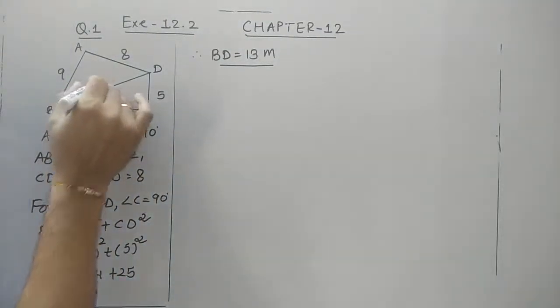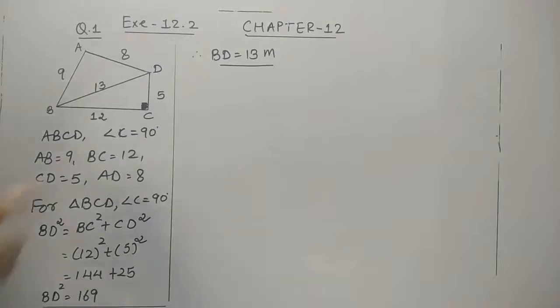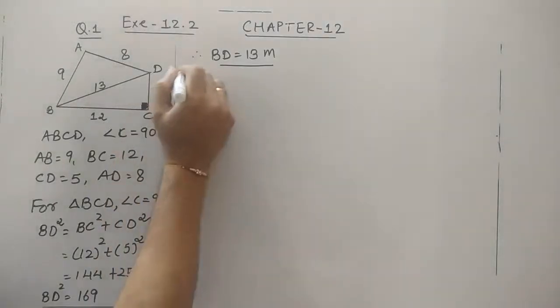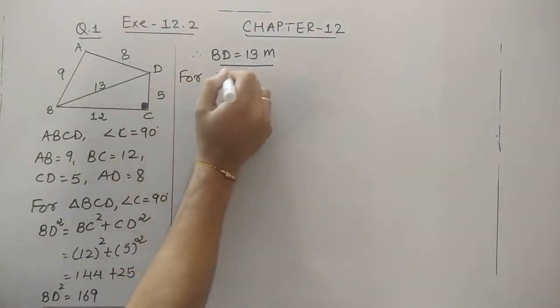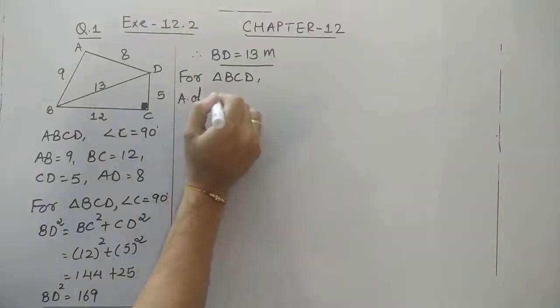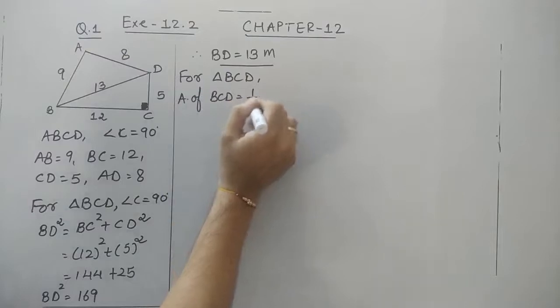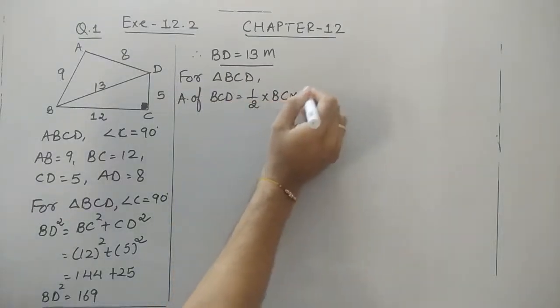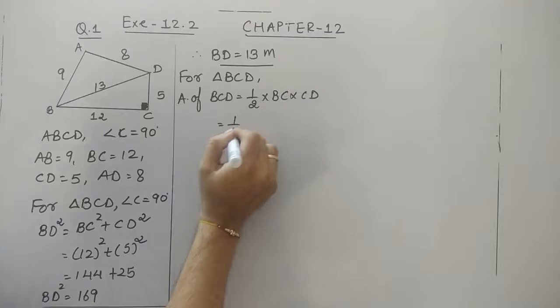Now as we discussed earlier, we can find the area of BCD and the area of ABD. Then we'll add these two. सबसे पहले हम area of BCD ढूंढते हैं. As it is a right angle triangle, we can use half into base into height. आप हेरोन्स फॉर्मूला से भी कर सकते हो मगर वो ज्यादा लंबा हो जाएगा. So first we will find the area of triangle BCD. So area of BCD, we can use half into corresponding base into height. So that is half into 12 into 5.